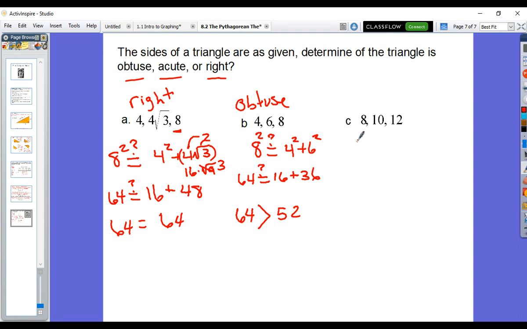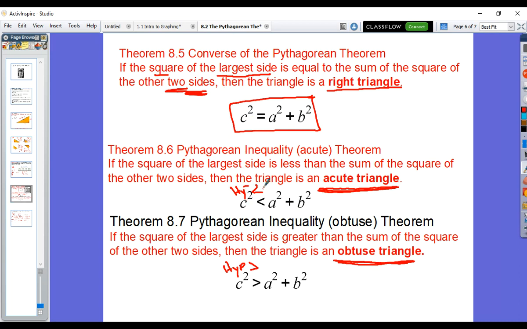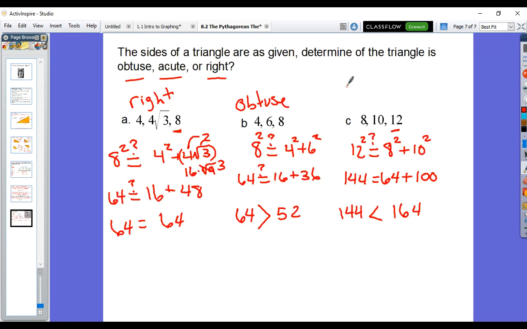Now let's look at this one. So 12 can be assumed to be our hypotenuse. So 12 squared equals maybe 8 squared plus 10 squared. So 12 squared is 144. 8 squared is 64 and 10 squared is 100. We add those up, we get 164. And 144 is smaller than that. So the hypotenuse squared is smaller than the sum of the other two. So it says up here, if the hypotenuse squared is less than a squared plus b squared, that's an acute triangle. Acute triangle.